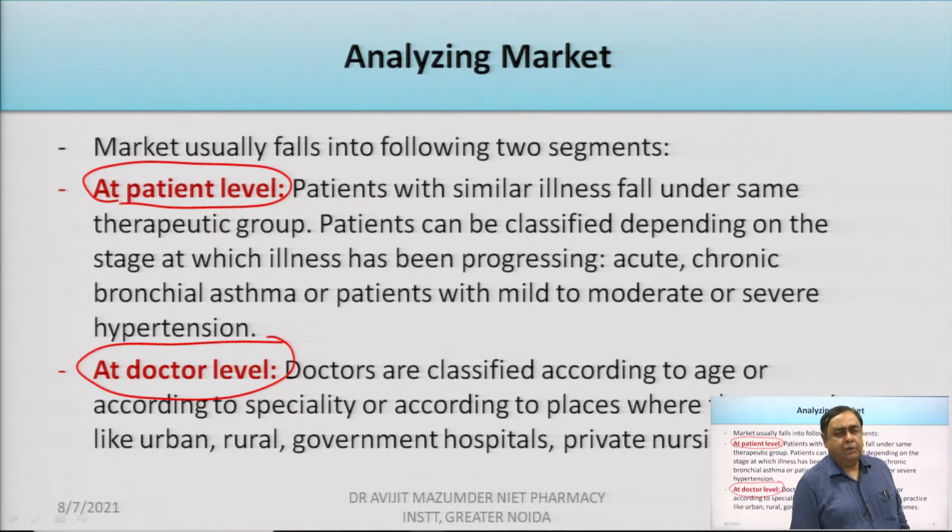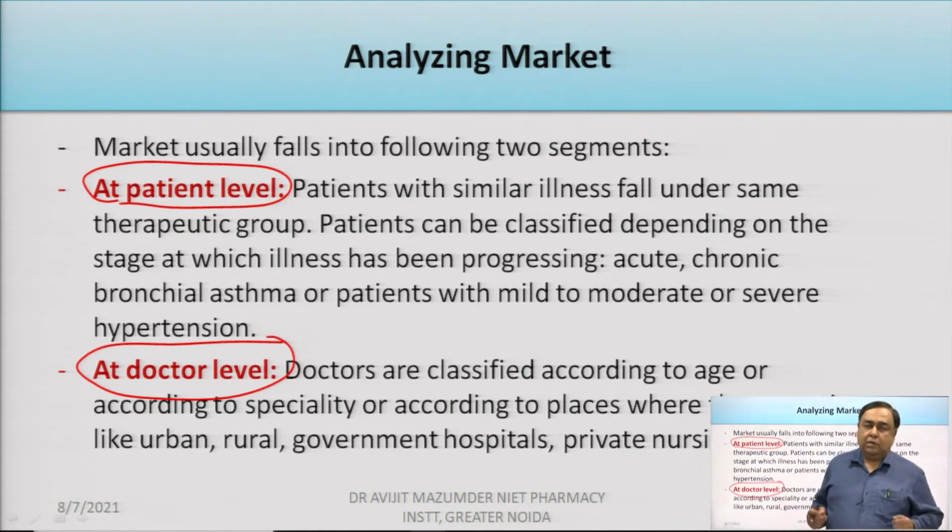Whenever we are segmenting on the basis of the patient, that classification depends on the people. As I have told you earlier, it is the consumers, the customers who are segregated and isolated, so that patients with similar illness may fall under a particular therapeutic group. In fact, within a particular therapeutic group, let us take the example of a disease called asthma. We can classify the patients on the basis of acute and chronic bronchial asthma.